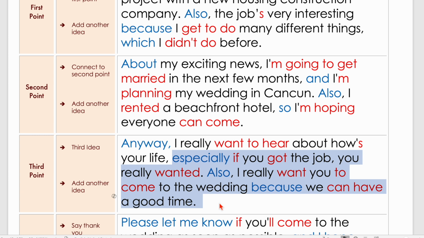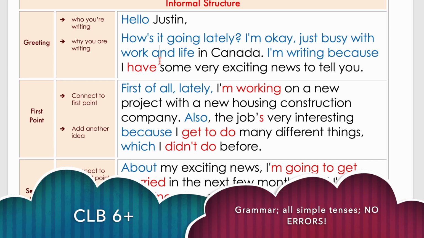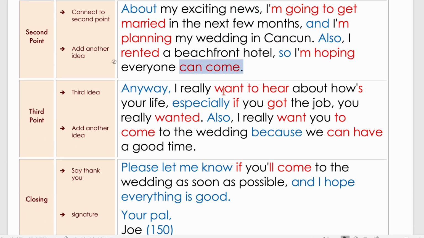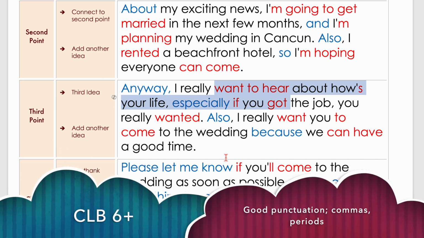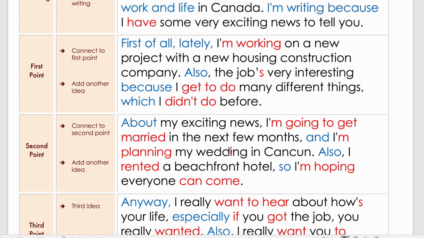And also, we used some good grammar, but more important, we used all of the simple tenses really well. We used present, we used past, we used future, past. We used that very well. And we didn't make any grammar mistakes. Also with punctuation, commas, periods, okay? And whenever you can do that, you always get 6 or higher, okay?